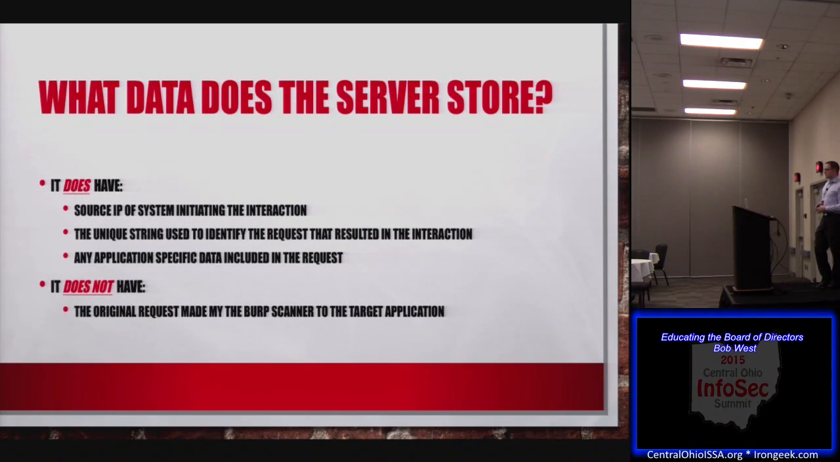So what does it store? What it does have is the source IP address that initiated the interaction. So if it's leaving your organization, whatever your perimeter IP address that it comes from, it's going to be in the Burp Collaborator server. It's going to have the unique string that was used to identify the request that went through, so that you can tie the request from your Burp client to what the Collaborator server sees. And it's going to have any application-specific data that's included in the request.